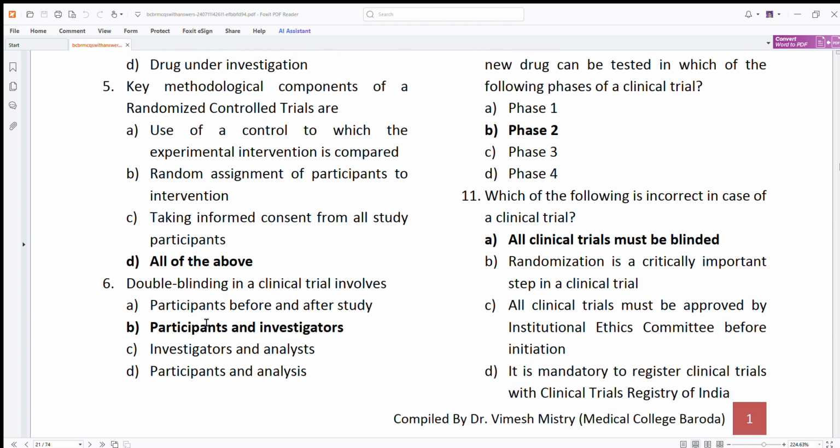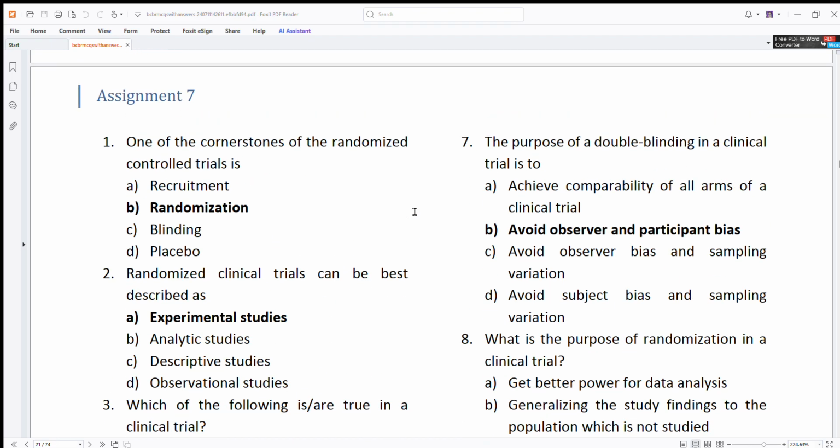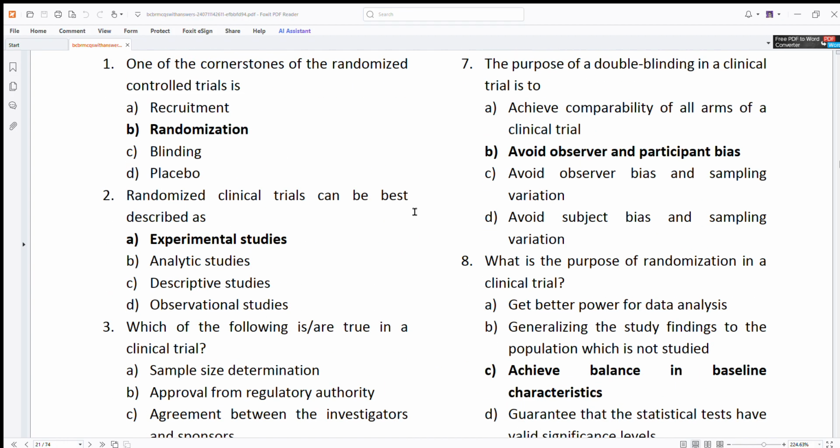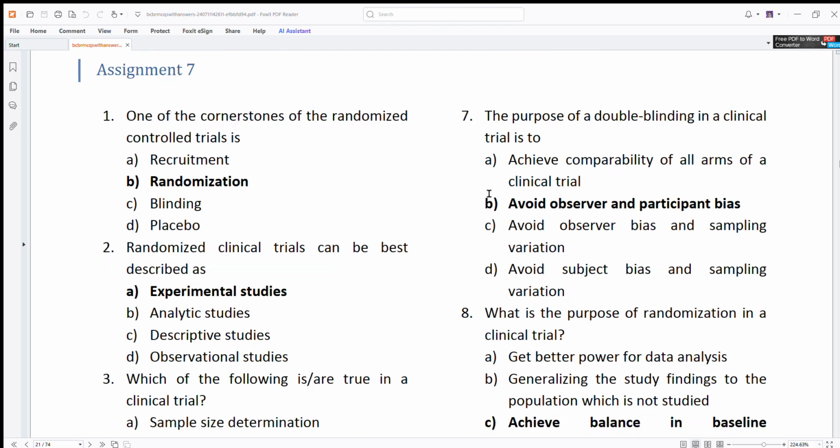Double blinding involves participants as well as investigators, both of them. Triple blinding, even the statistician doesn't know. That is the best test, but that is the most difficult. Single blindness, participant doesn't know. Double blindness, participant and investigator don't know. Then the purpose of double blinding, obviously, avoid observer and participant bias. Correct.